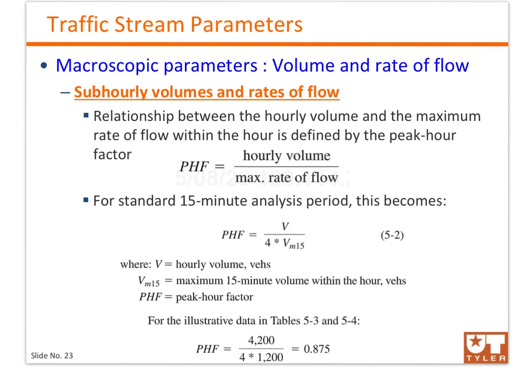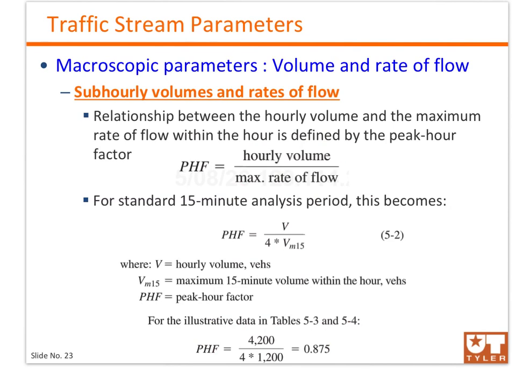But again, 99% of the literature we would be using a 15-minute analysis period, and therefore if you use the previous tables 5.3 and 5.4, you will be able to calculate the value of the peak hour factor to be 4200 over 1200 times 4, and that would give us a peak hour factor equal to 0.875.